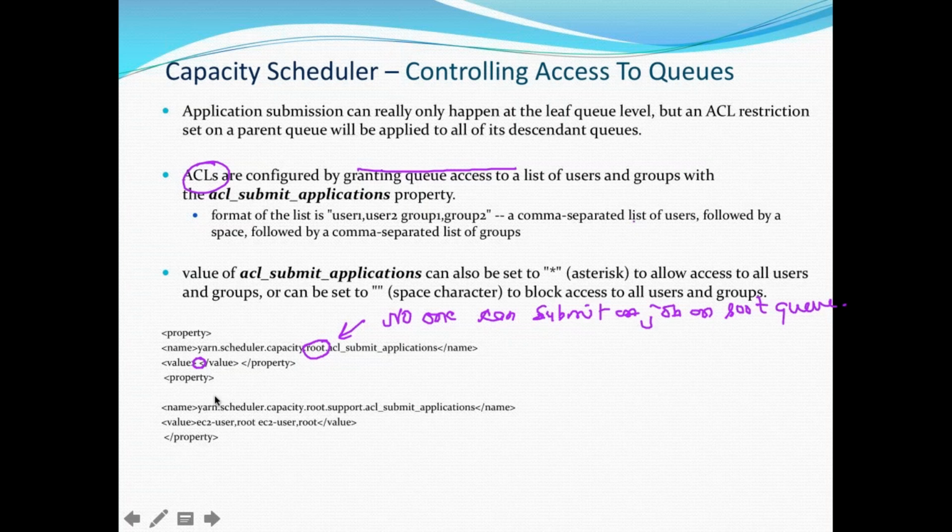Now here you are saying yarn.scheduler.capacity.root.support.acl_submit_applications. You are saying which users can submit to support. So it says that user2, EC2 user and root can submit the job, and also the groups EC2 user and root. So this is the user list, and this is your group list. Both are separated by a space. So you can define each of these things.